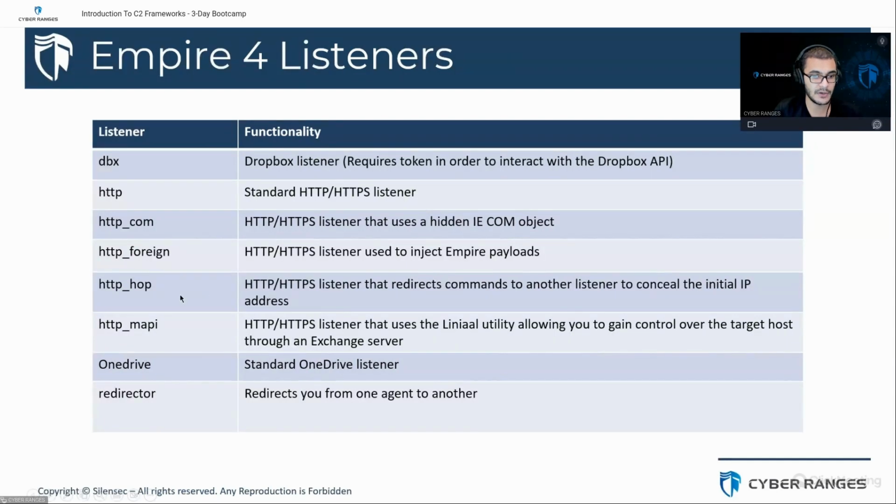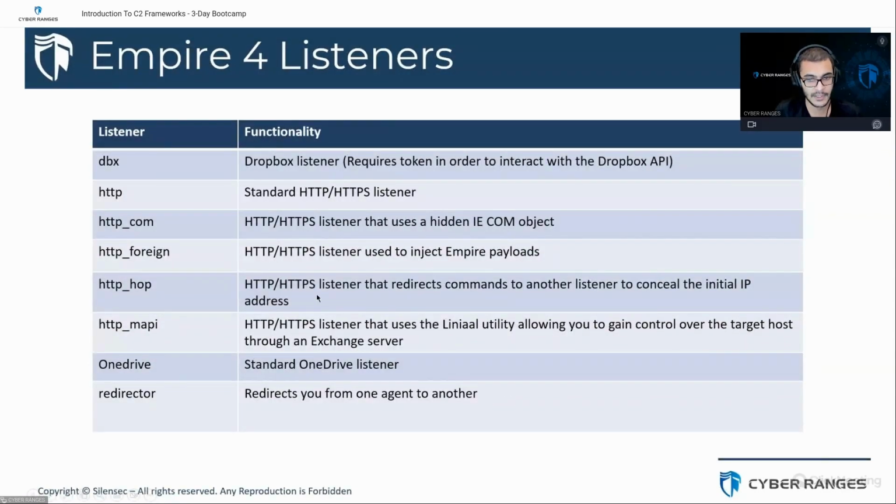The HTTP hop listener, which utilizes the Alin IAAL utility, essentially allowing you to gain control over the target host through an Exchange server. You then have the, sorry, did I cover the actual HTTP hop? Yeah, that's the one that I wanted to cover.